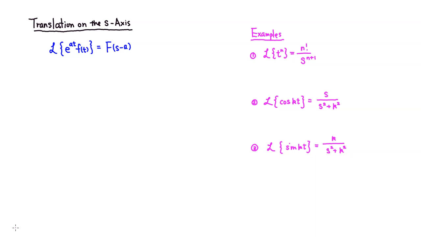All right, let's look at the translation on the s-axis. If you take the Laplace transform of e to the at f of t, then all you have to do is find the Laplace transform of f of t, which is capital F of s. And then the e to the at part is only a translation on the s-axis, basically shifting on the x-axis, and it's shifted to the right by a units. So a comes from this constant in front of t. All right, so let's prove it.